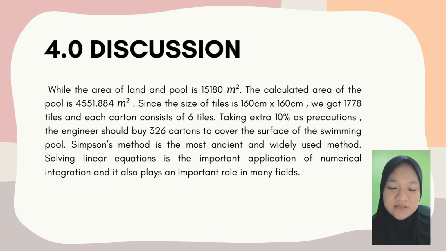Okay, last but not least, we will talk about the discussion. In this discussion, the problem is to find the number of cartons the engineer should buy to cover the surface of the pool by using Simpson's rule. In this project, we use Simpson's 1/3 rule to calculate the relative area. From the calculation, the area of the upper part A1 is 5,825.7160 meters squared, and the area of the lower part is 4,802 meters squared.